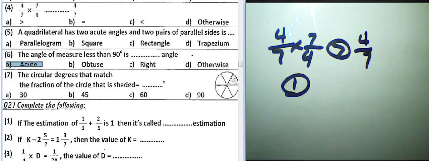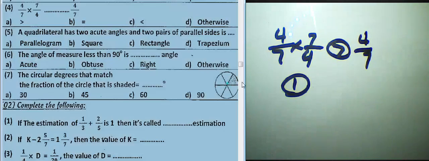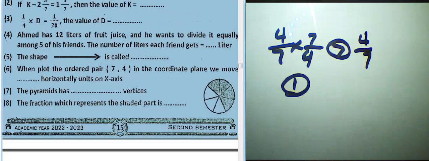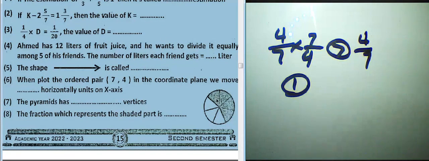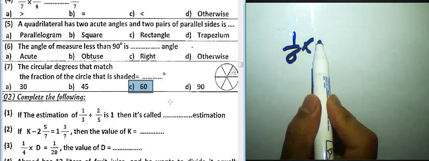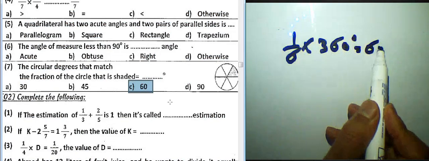Circular degrees that match the fraction of the circle: the shaded part here is 1 from 6 parts. 1 over 6. 6 is multiplied to 360, it will be 60 degrees. 360 divided by 6 equals 60 degrees.